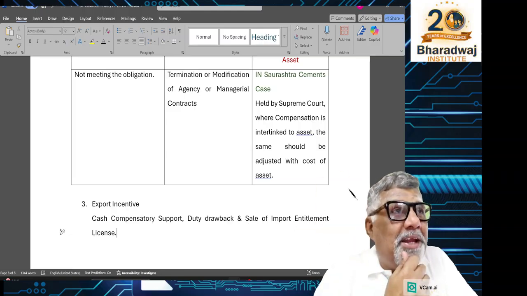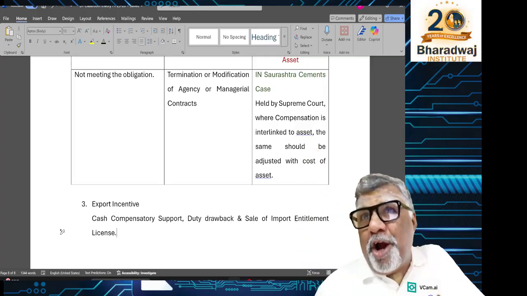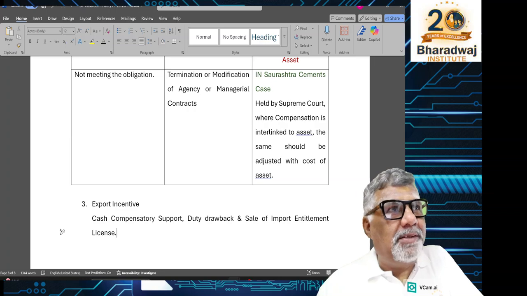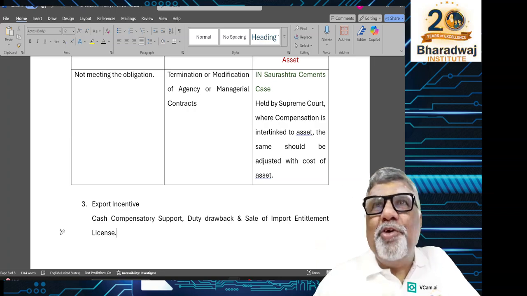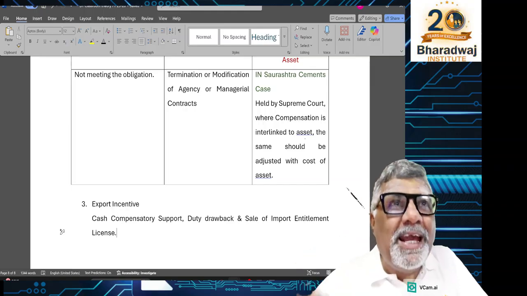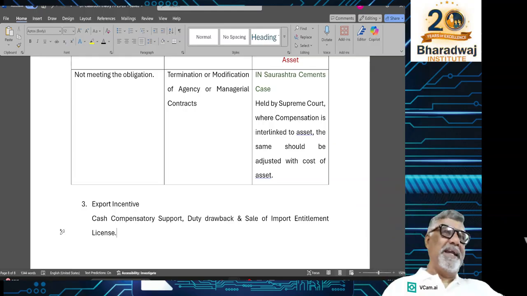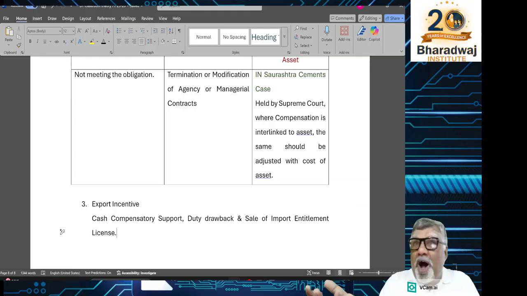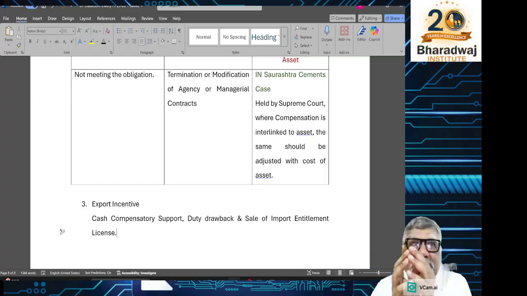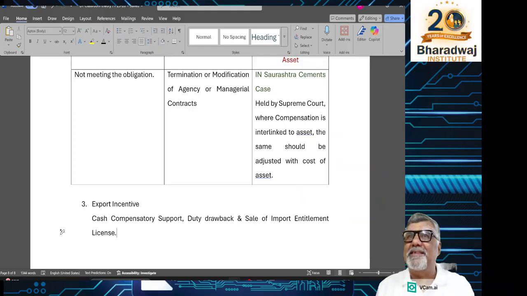Whereas she has something to import, I tell her, if you go and import, you are paying 20% as import duty. Do one thing, pay me 5%. I'll give you my license. Sale of import entitlement license. She gives me some money. Normally, sale of license is capital gains. No, here it is linked with business, because I exported, I got that license.